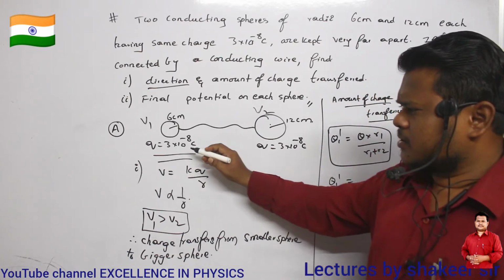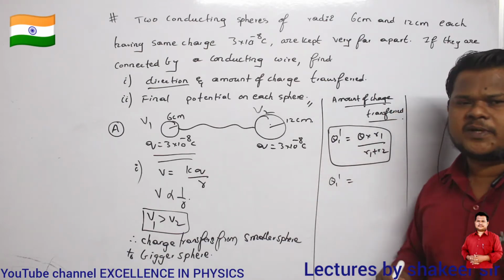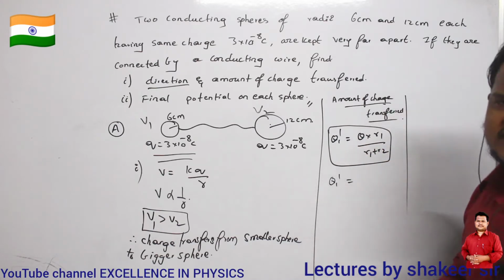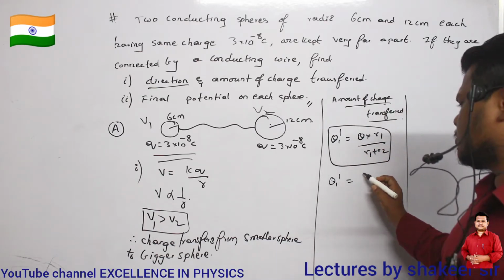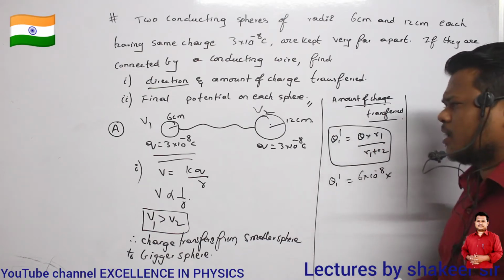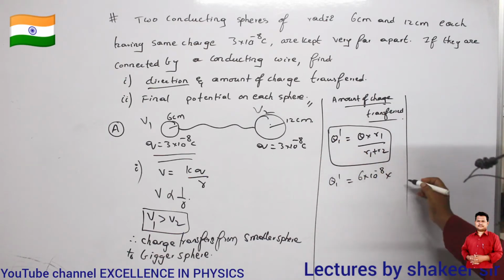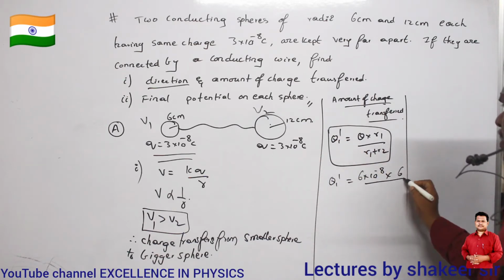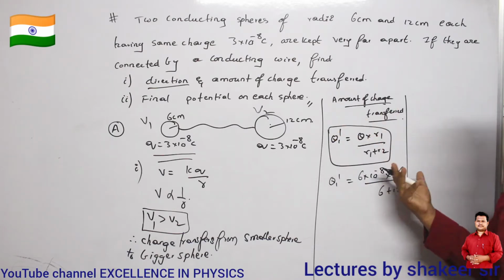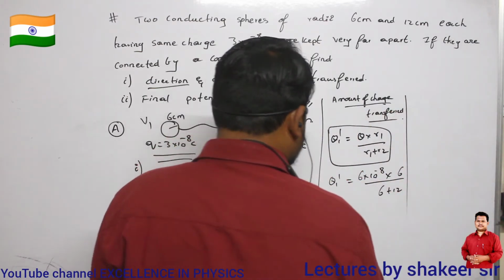On this one we have a charge of 3 into 10 power minus 8. Here also we have a charge of 3 into 10 power minus 8. So the total charge is 3 plus 3, 6 into 10 power minus 8, multiplied by R1, which is 6, divided by R1 plus R2, which is 6 plus 12. You need not convert centimeters into meters here because the conversion factors will get cancelled.